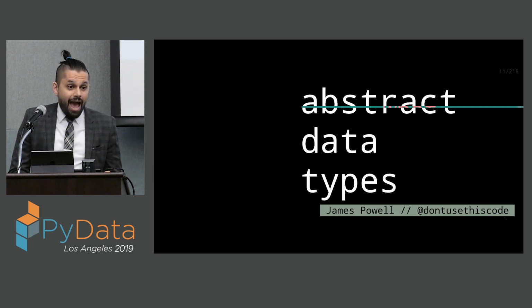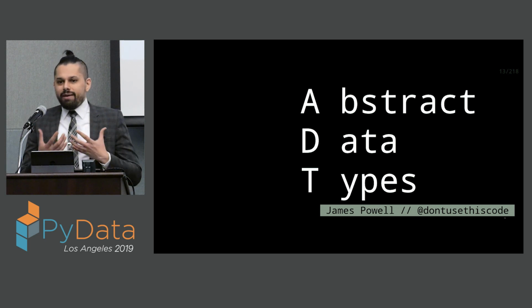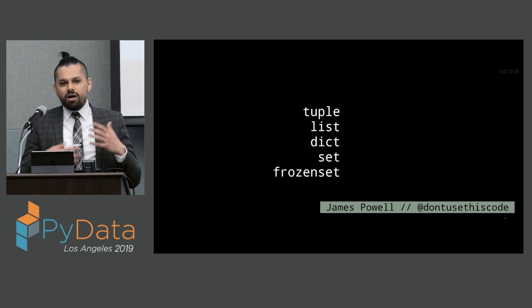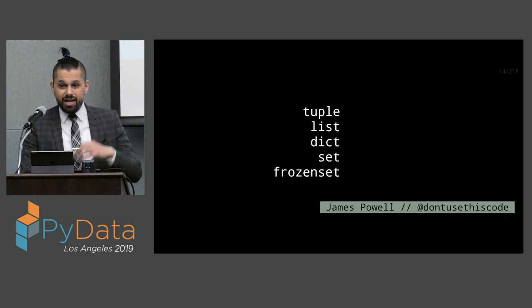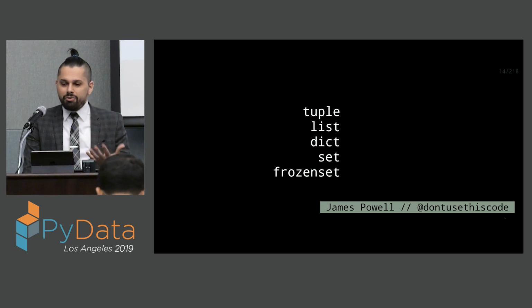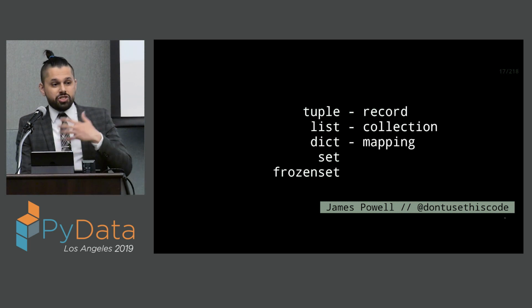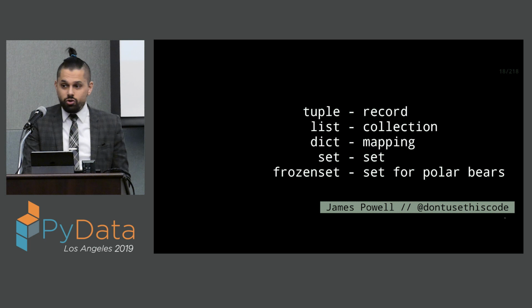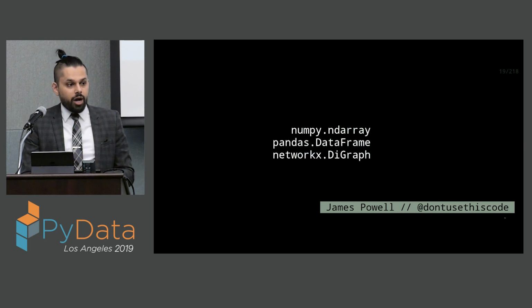We might call these things abstract data types, or ADTs for short. And when you think about abstract data types in the context of Python, you might think, oh, Python gives us a bunch of built-in data types like the tuple, the list, the dictionary, the set, the frozen set. We can describe these in terms of being abstract data types, like the tuple is some kind of record type, the list is some kind of collection type, the dictionary is a mapping, the set is something akin to a mathematical set.